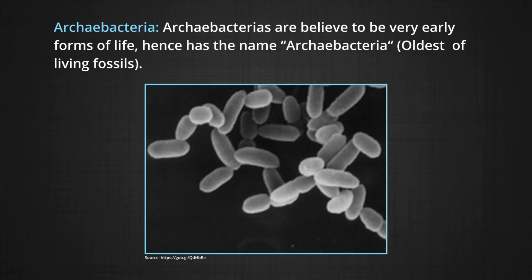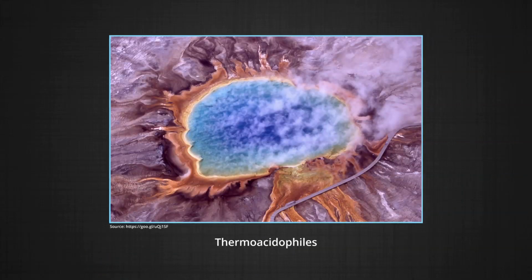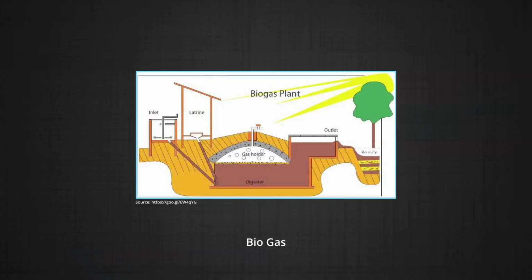Archaebacteria. Archaebacteria are believed to be very early forms of life. Hence the name Archaebacteria, meaning oldest of living fossils. Due to the absence of peptidoglycan in their cell wall, and because they can live in extreme conditions of environment, they can be grouped together under the following categories. Halophiles, meaning salty area; thermoacidophiles, hot springs; methanogens, marshy areas. They help in production of biogas.